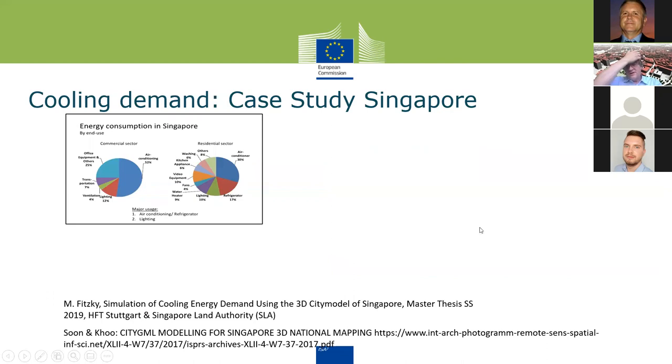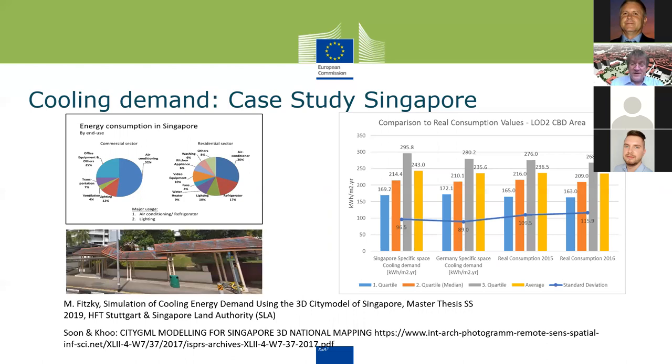And as temperatures go up, we thought, okay, we also need to take into account cooling, not only heating. And we have a case study in Singapore as well, where you only talk about cooling. So that works as well with the simulation because if it's negative heating, you need cooling in that sense. And here you see some kind of comparison between simulated cooling demand in Singapore and real consumption in Singapore. And what was surprising to me in a way that compared to the German heating demand, cooling demand in Singapore is higher. Yeah?